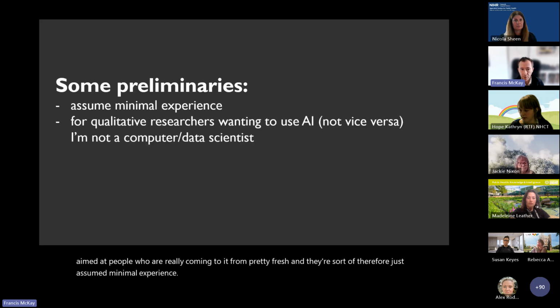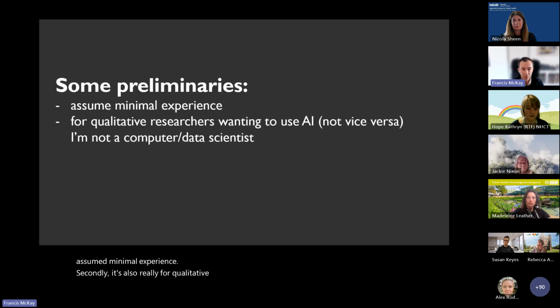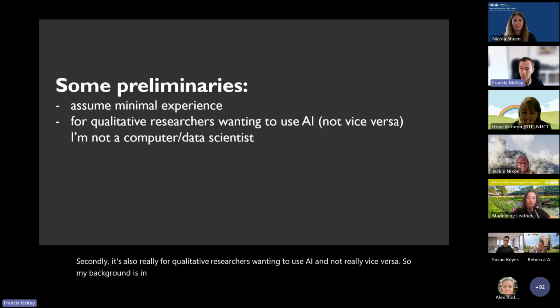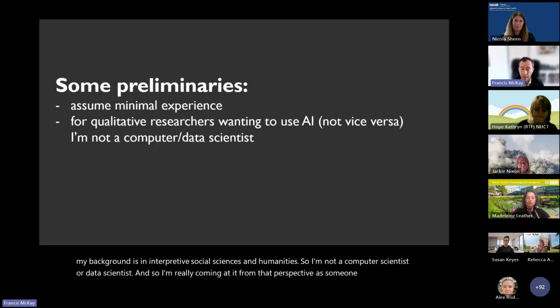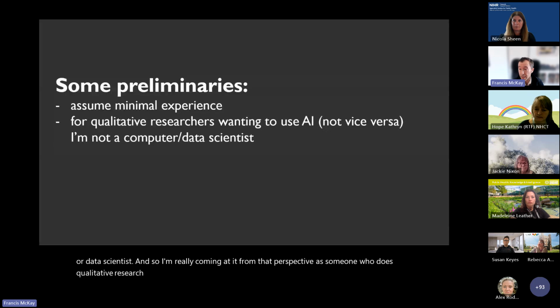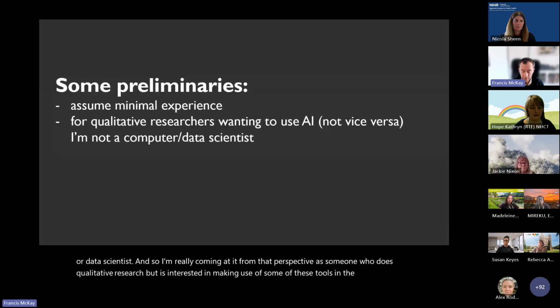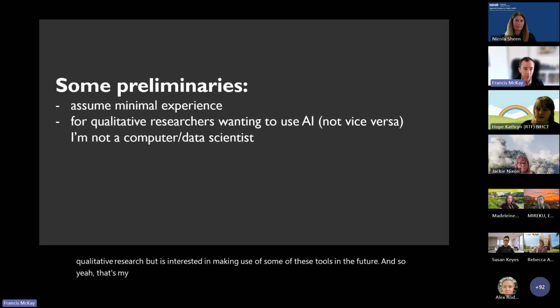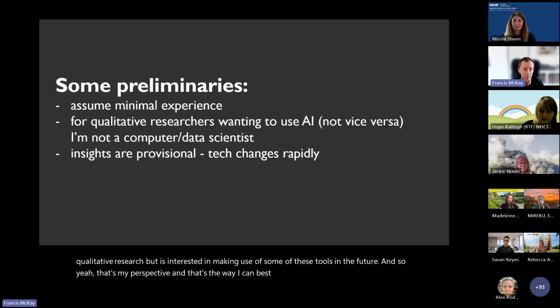Secondly, it's also really for qualitative researchers wanting to use AI and not really vice versa. So my background is in interpretive social sciences and humanities. So I'm not a computer scientist or data scientist. And so I'm really coming at it from that perspective as someone who does qualitative research, but is interested in making use of some of these tools in the future. And so, yeah, that's my perspective, and that's the way I can best contribute, I think.